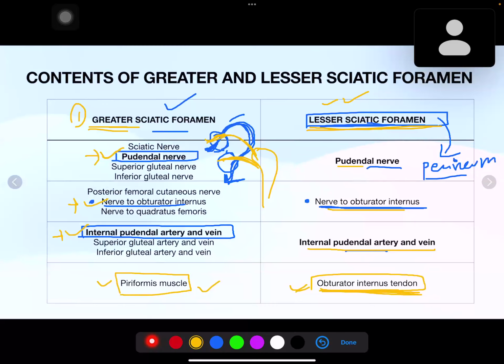I told you previously, it just makes a loop like this. It first exits the pelvis, and then again it enters the perineum. So this is a different thing. And if they ask you what goes through the greater sciatic foramen and also enters the lesser sciatic foramen, these are the two nerves, the pudendal nerve and the nerve to obturator internus, and the only vessels would be the internal pudendal artery and vein.